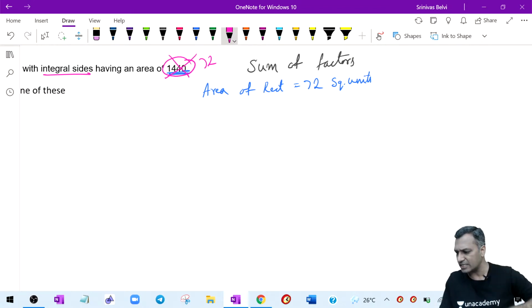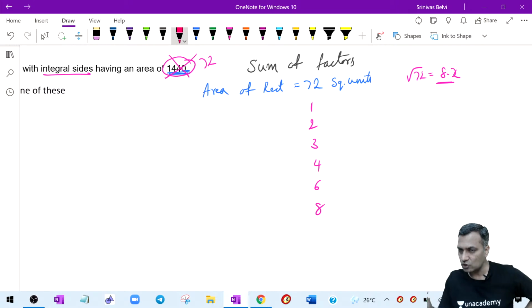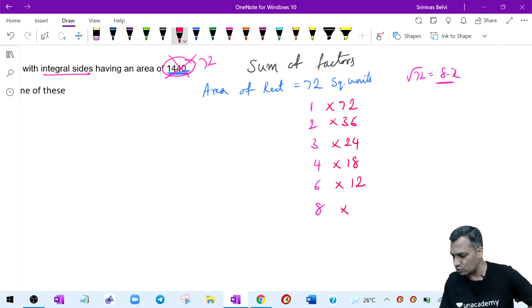All right, 72. Now list the factors again. One is a factor. What is the root of 72? Let's do it manually. Root 72 is nothing but 8 point something. Okay, let me list it. 1 is a factor, 2 is a factor, up to 8 I'm listing. 3 is a factor, 4 is a factor of 72, 6 is a factor, and 8 is a factor. Now, which also implies, the other side, how am I writing? 1 into 72 is 72. 2 into 36 is 72. 3 into 24 is 72. 4 into 18 is 72. Sorry, 6 into 12 and 8 into 9.